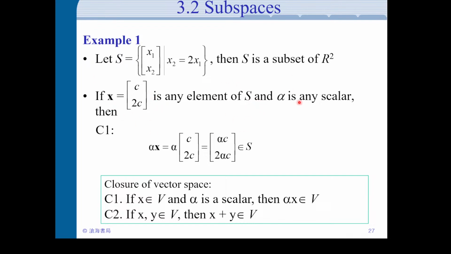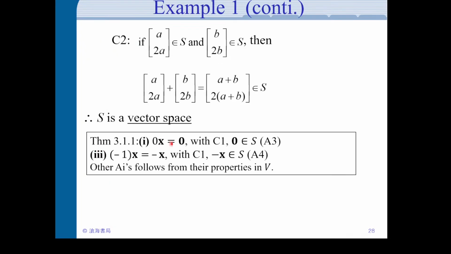If you do scalar multiplication on this, it's also inside S. So alpha times x is alpha c and 2 alpha c, so it's also inside S. We can check both of the closure rules of a vector space: anything from S, if we do scalar multiplication and addition, is still inside S. Here is a check of the second rule: a and 2a, and b and 2b, we do addition on them, it's a plus b and twice a plus b, so it's still inside S.